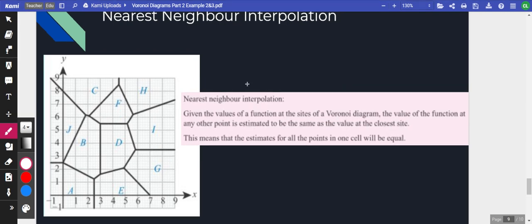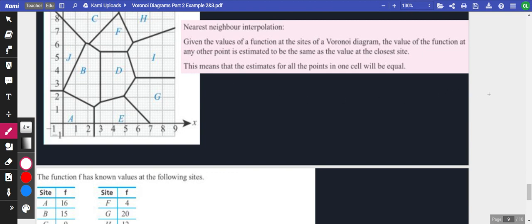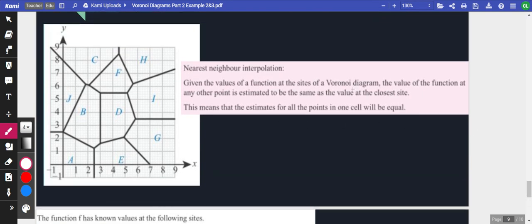The last thing we're going to talk about is the nearest neighbor interpolation. So what the nearest neighbor interpolation is: given the value of a function at the sites of a Voronoi diagram, the value of the function at any other point is estimated to be the same as the value at the closest site. So this means that the estimate for all the points in one cell will be equal.